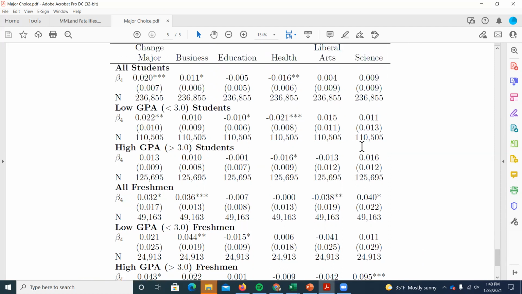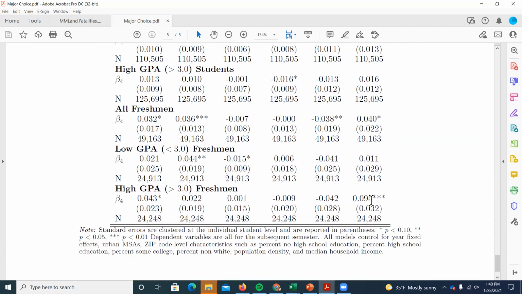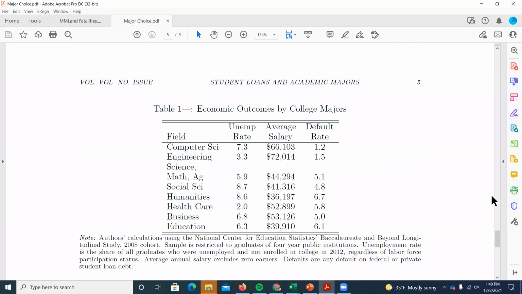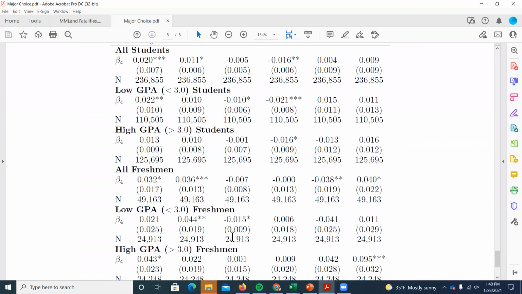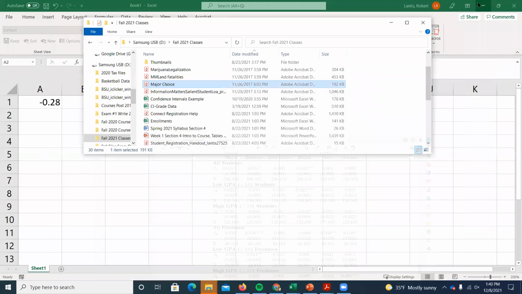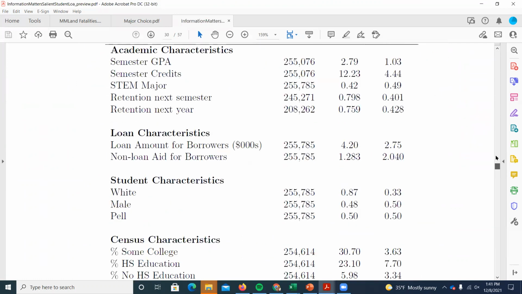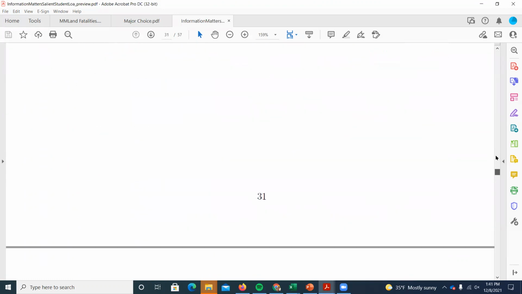Although at the high end for the sciences, they were way more likely to join a science major for some reason. But this letter was having an impact, right? It is changing student choices. Okay? So that was an interesting result. But I also had a paper with the exact same setup. Since we have a little bit of time, I'll show you.